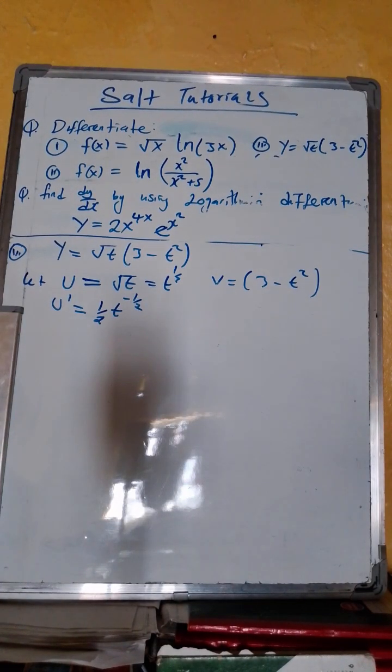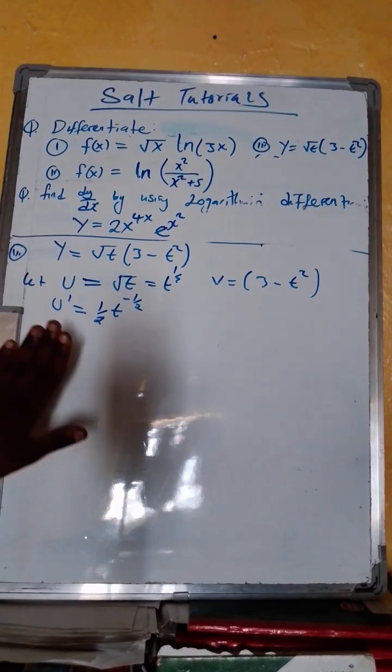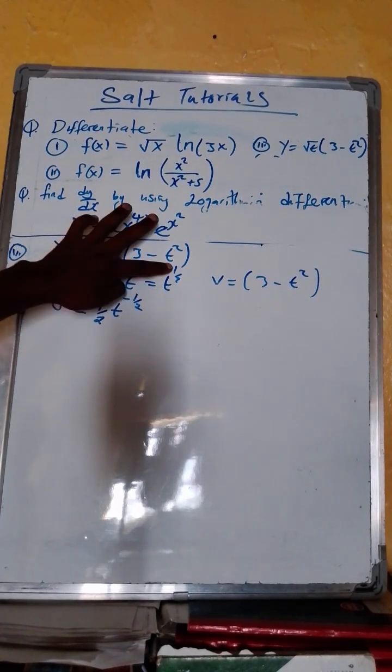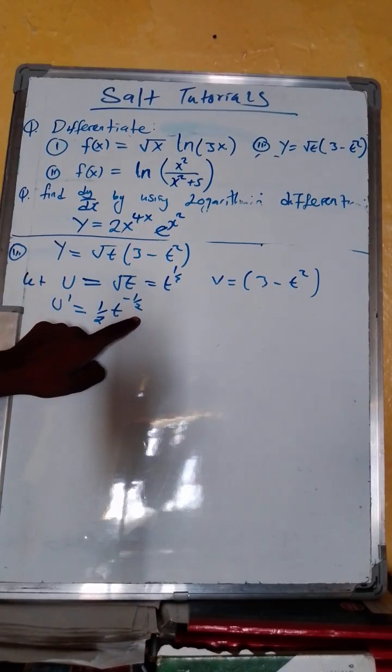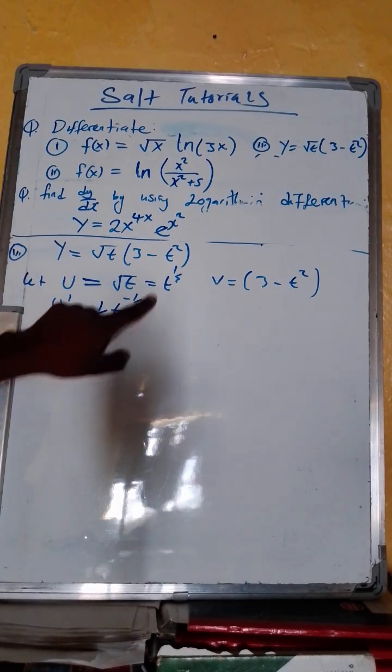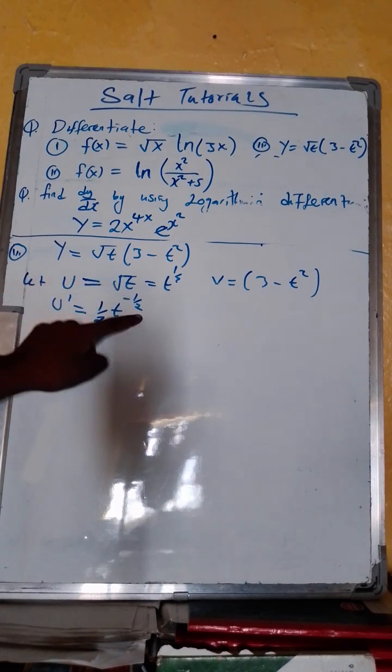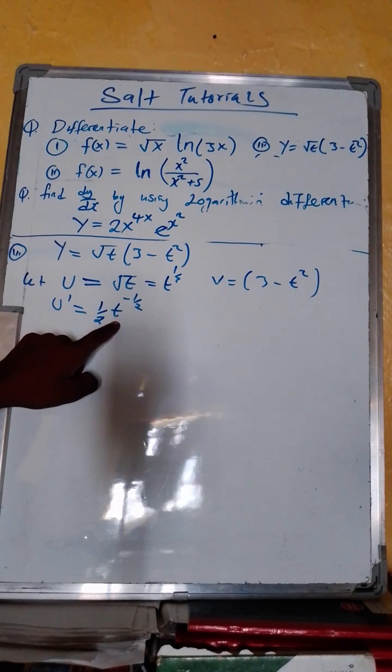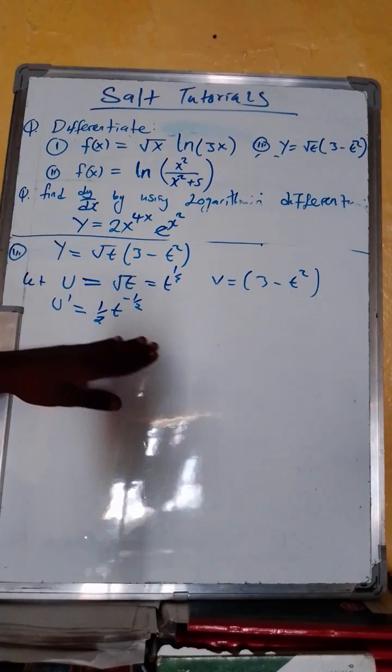We are okay? I'm sure at this stage we are okay. Because 1 over 2 minus 1 is basically negative 1 over 2. So 1 over 2 multiplied by t power negative 1 over 2. This is what I'm going to have.